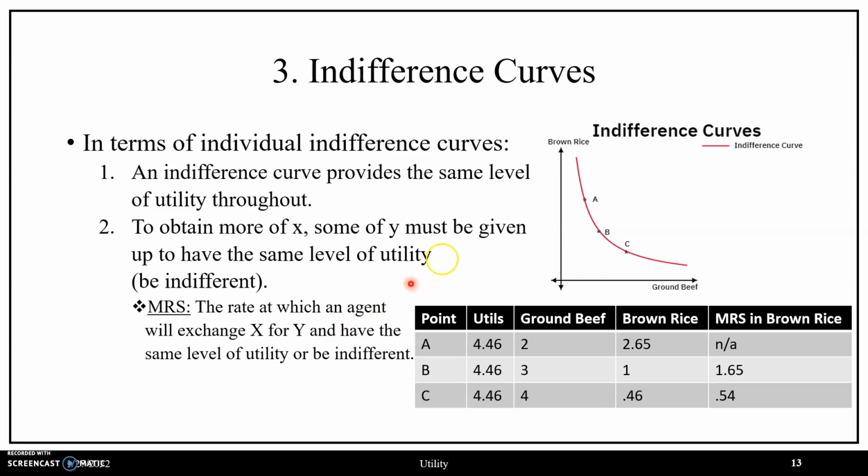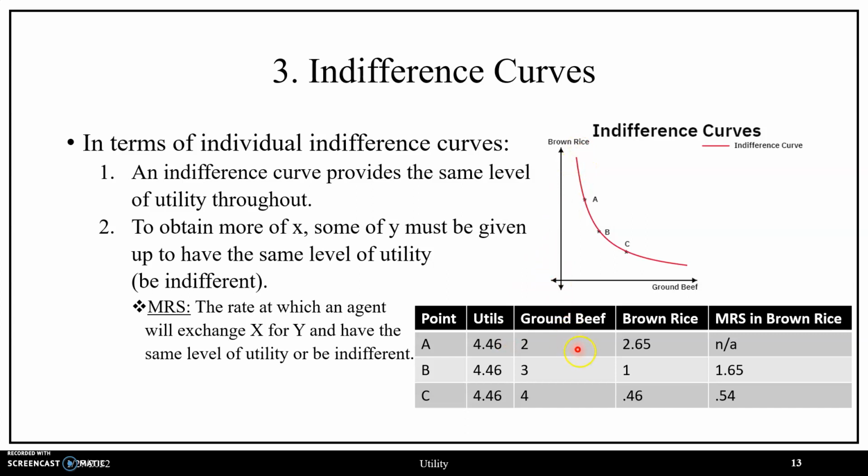Or if we were to look at this in terms of our graphical and table representation on the right, we can look at this by going from point A to B and B to C, where we see this rightward movement corresponds to the consumer wanting more ground beef, and in order to have the same level of utility, or in this case 4.46 utils, they must give up brown rice along the way.